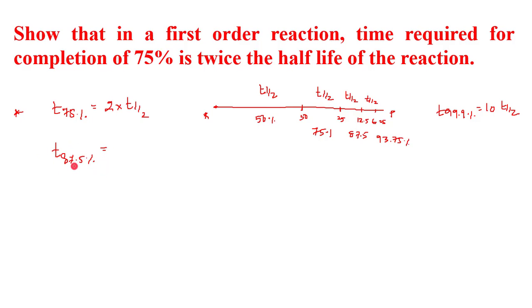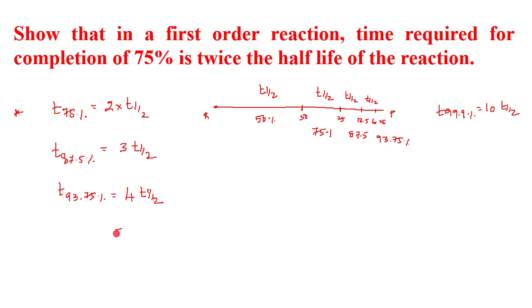कैलकुलेट करना है, time required for 87.5% completion of the reaction, how many half-lives is it using? 1, 2, 3 half-lives, right? If you want to calculate T 93.75% completion of the reaction, you require 4 half-lives, right? So this is the way you can relate. अब say for example आपको T 93.75 और T 75% के बीच में रिलेशनशिप लेना है, तो क्या करेंगे? T 93.75 is equal to how many half-lives? 4 half-lives, right?